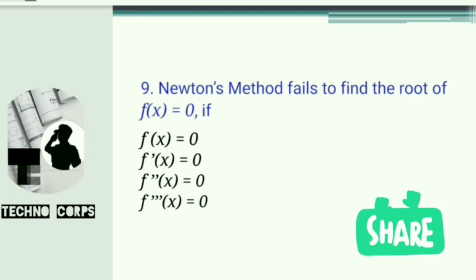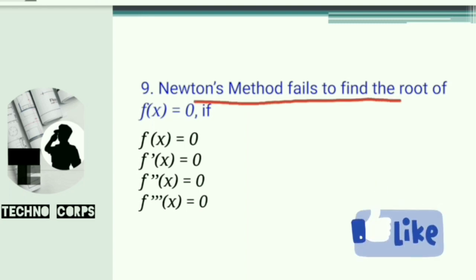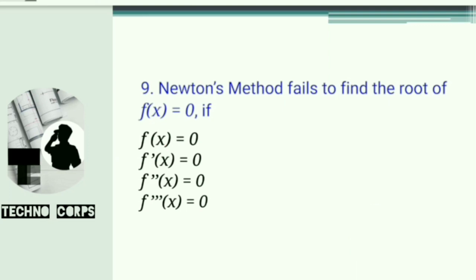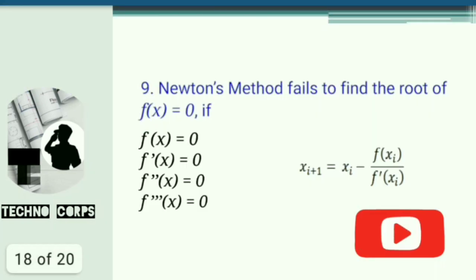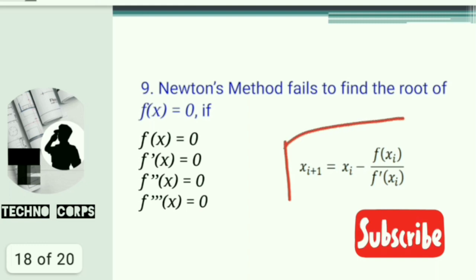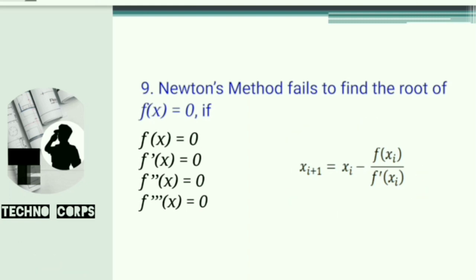According to that, Newton's method fails when f dash of x equals 0, right? Why? Because according to the formula, this is the formula for the Newton-Raphson method. If f dash x becomes 0, that means this fraction will become infinite, and if this becomes infinite, then we cannot have the solution, it will become indeterminate. So at that time Newton's method fails. The correct answer is f dash x equals 0.